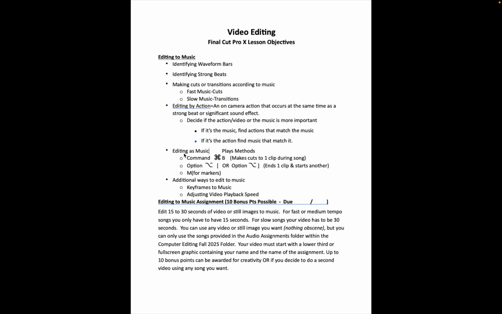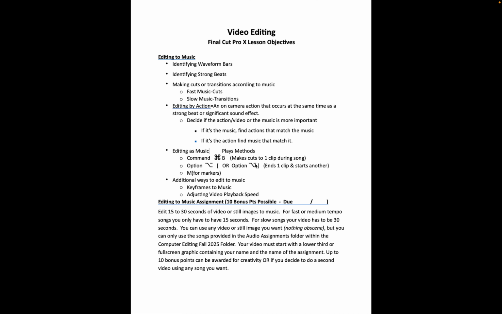The first way I'll go over is the one using Command B. That's the button right next to the space bar, and pressing the letter B to make cuts as music plays. Then I'm going to go with the Option and Command closed bracket. The Option button is two keys over from either the left or the right of the space bar, and the closed bracket button is two keys to the right of the letter P on the Mac keyboard. So I'm going to go over those ways.